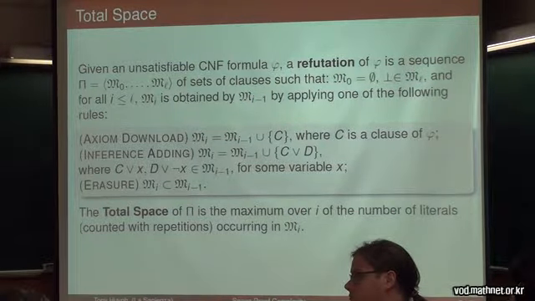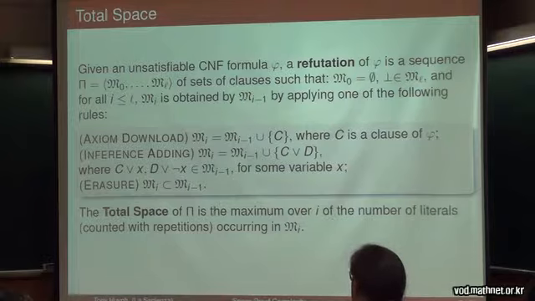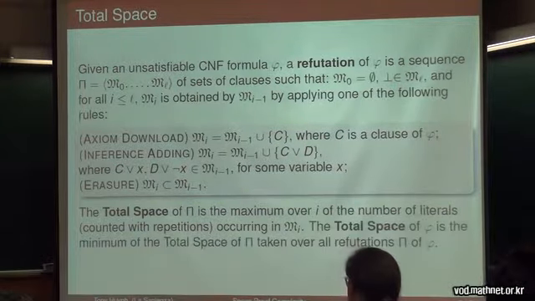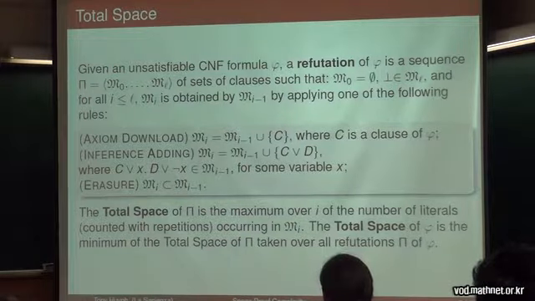And I'm counting the literals and not the clauses. You might be interested in clause space, but here I'm counting the number of literals that occur, which is reasonable. Is that clear? Okay. That's the total space of a refutation, and the total space of the formula is the minimum over all refutations.